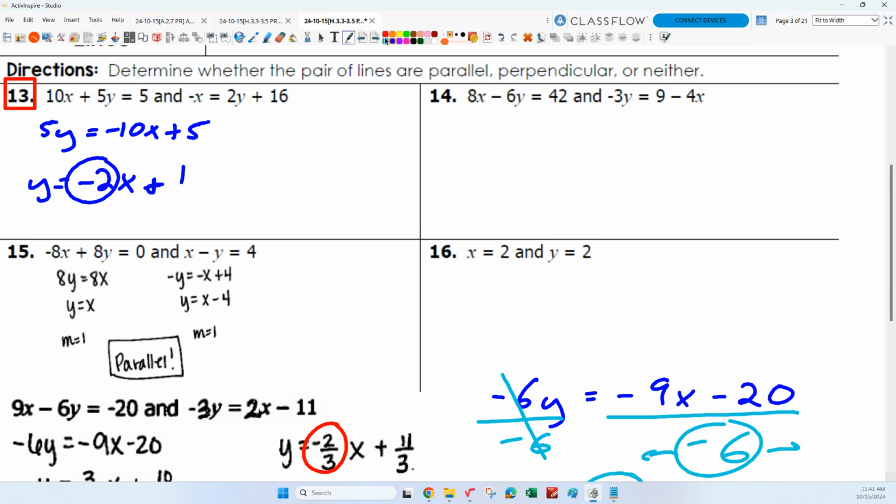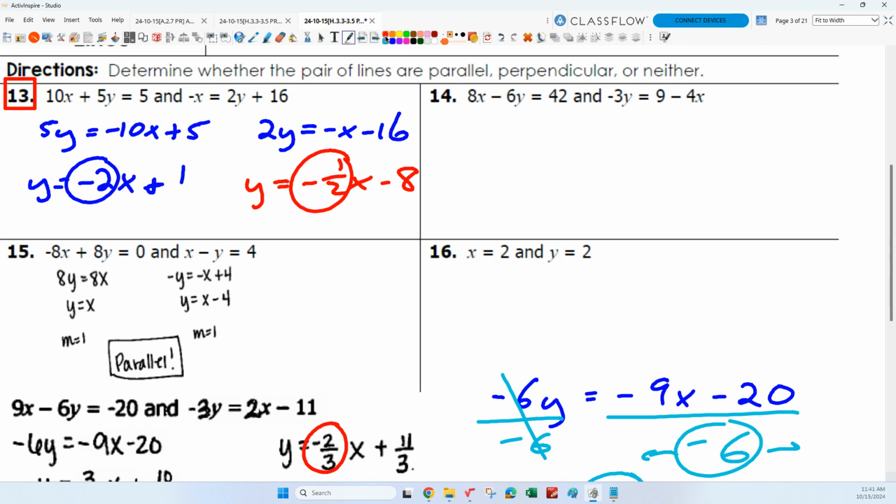How about this other line? What do I do? Subtract 16. I'm going to flip them around so the y's on the left side. So I get -x minus 16. Everybody agree? And then divide by 2. And I get y equals negative 1/2 x minus 8.